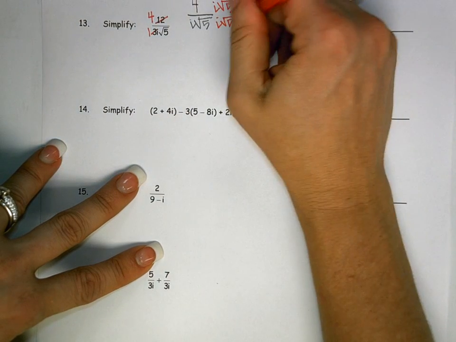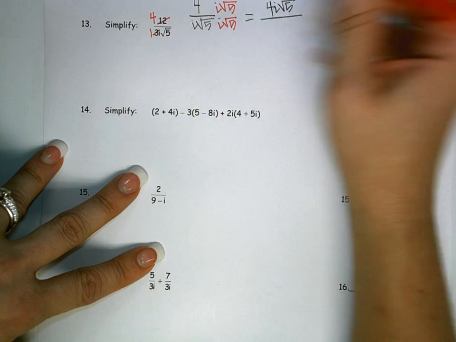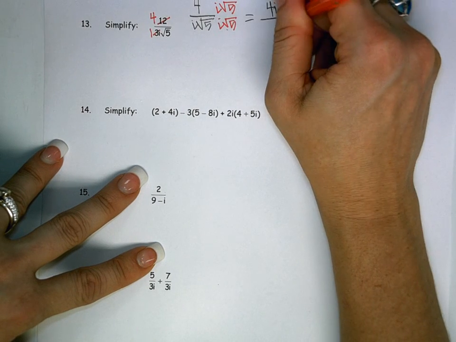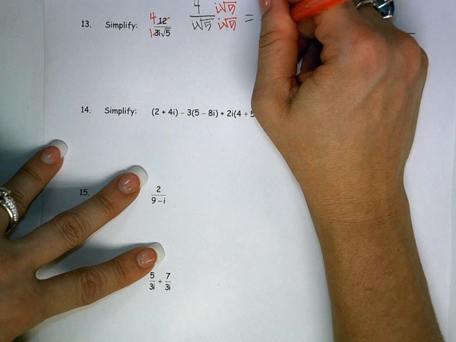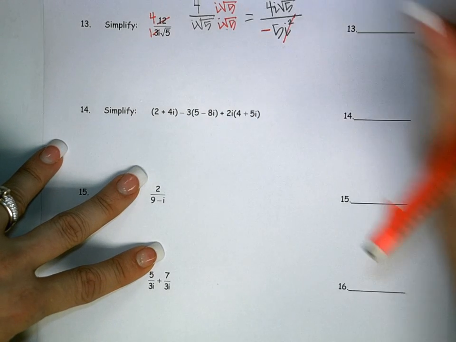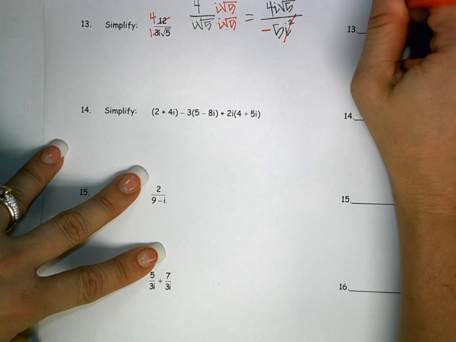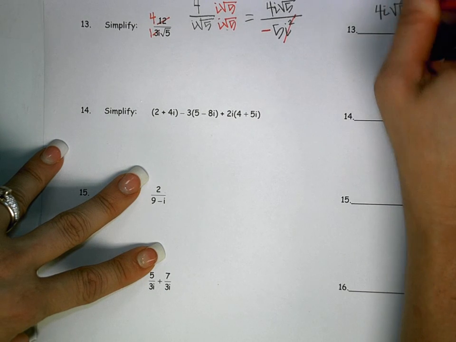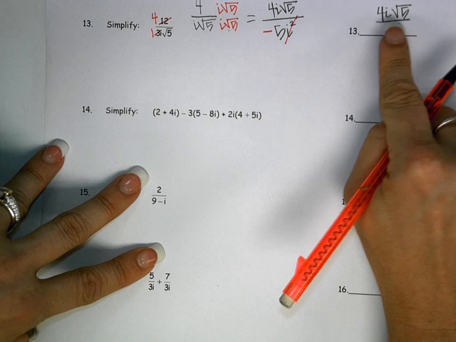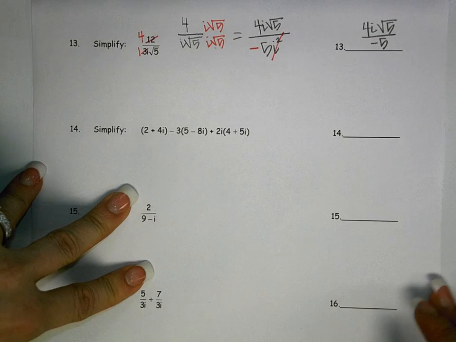If you multiply through, we got 4i root 5 over i times i is an i squared. Root 5 times root 5 gives you a 5. i squared becomes negative 1. It doesn't matter if you write the negative with the top or the bottom. Either way, it's 4i root 5 over negative 5. And you could have written the negative with the top. Either way, it doesn't really matter.